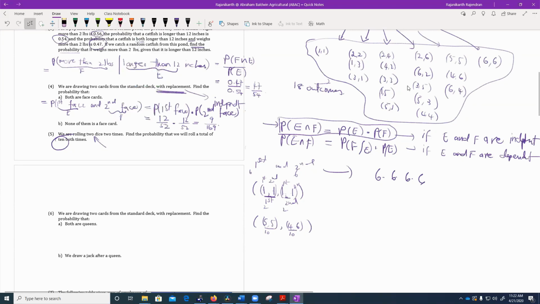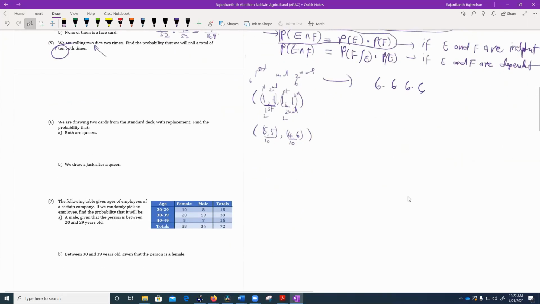Look at the previous problem we had, getting a total of 10 for two dice, right? That means this is only one case. You will have 5, 5, 4, 6, 6, 4. This side also you will have the same number of chances. So 3 times 3, which is 9 outcomes. Very good. So let us write down all the 9 outcomes.